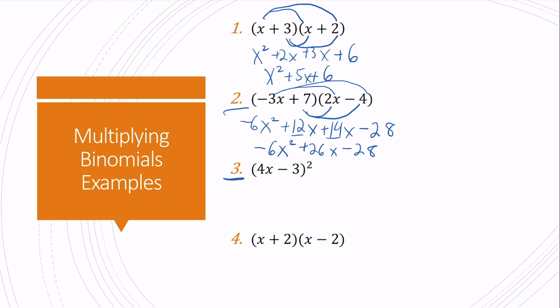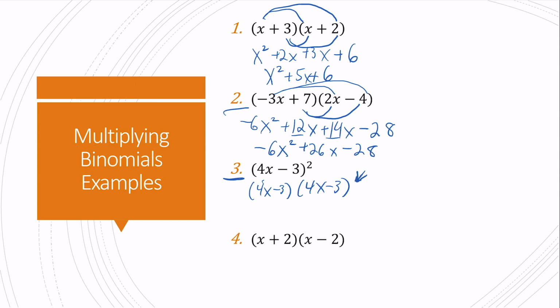For problem 3, I want us to treat these very carefully. It's (4x - 3) squared. What that is saying is I want (4x - 3) times (4x - 3). I can't distribute that exponent over subtraction. It doesn't work like that. So my first step is always to rewrite it as two binomials.